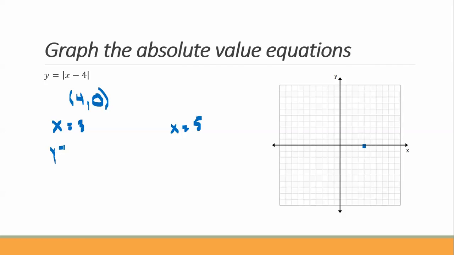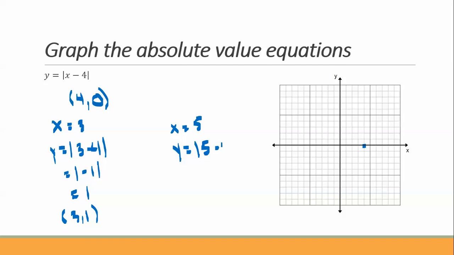So y equals the absolute value of 3 minus 4, which is the absolute value of negative 1, which is positive 1. So one of our points is 3, 1. And then our other point is y equals the absolute value of 5 minus 4, which is the absolute value of 1, which is 1. So our other point is 5, 1. So 5, 1, and 3, 1, and we have our V again.